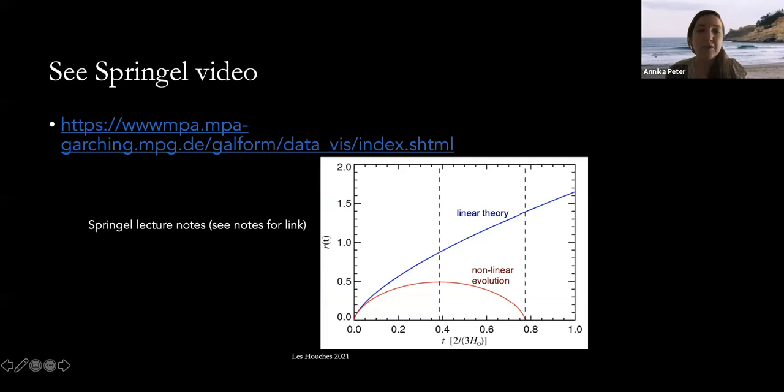Okay, so I'm going to stop these slides and go to a video. So we're going to talk about what it means for things to go nonlinear, at least in a cosmic context. So I'm going to stop sharing the screen and then share a different screen. Just a sec.